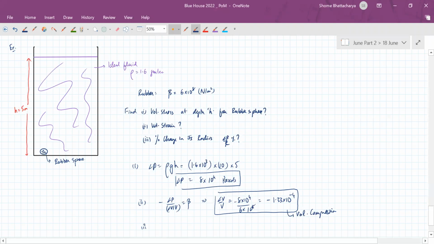Now you can see that volume is 4 by 3 pi r cube, or volume is proportional to r cube. So delta V by V is 3 times delta R by R. The percentage change in radius or fractional change in radius will be 1/3 of this.